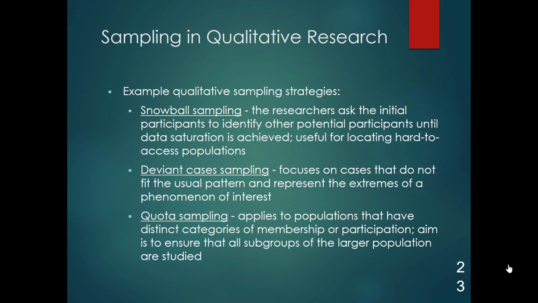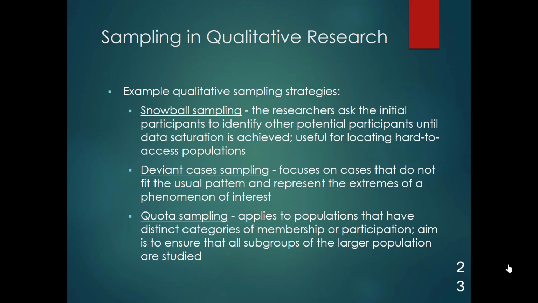Here are some examples of qualitative sampling strategies. Snowball sampling: the researchers ask the initial participants to identify other potential participants. With snowball sampling, you would use this with participants that are hard to locate or hard to access, for example, the homeless population.